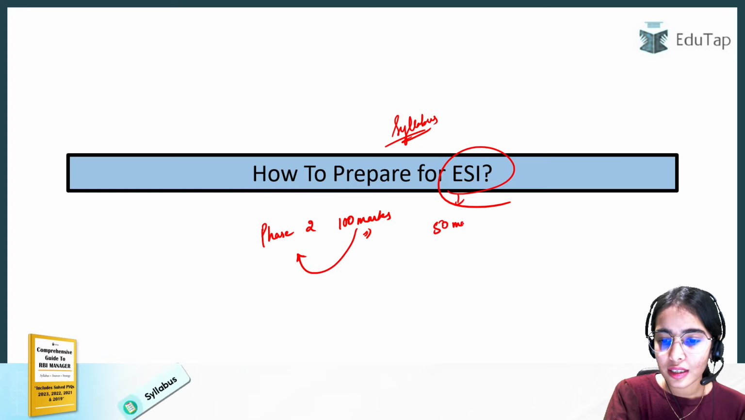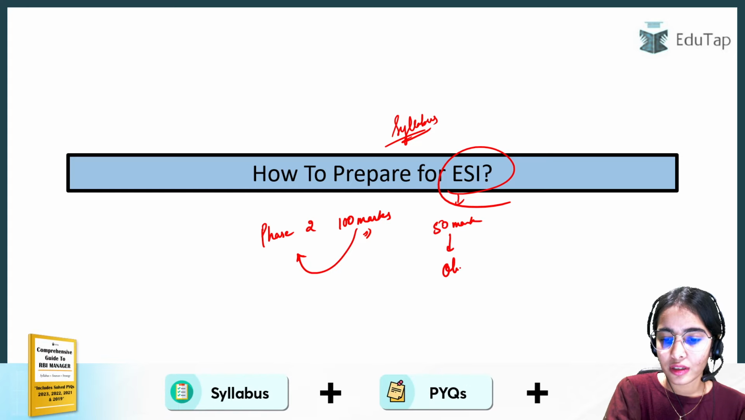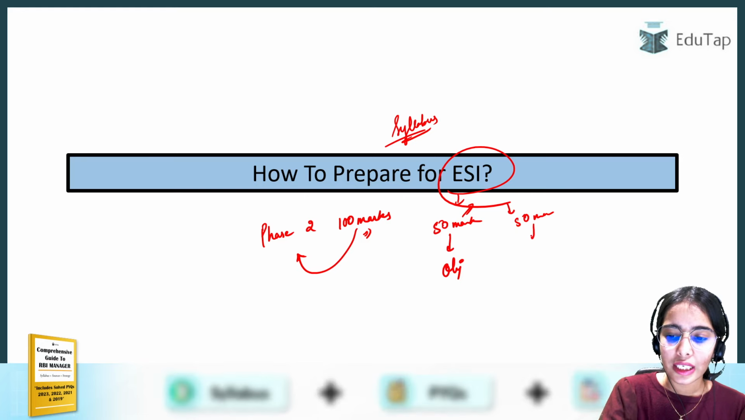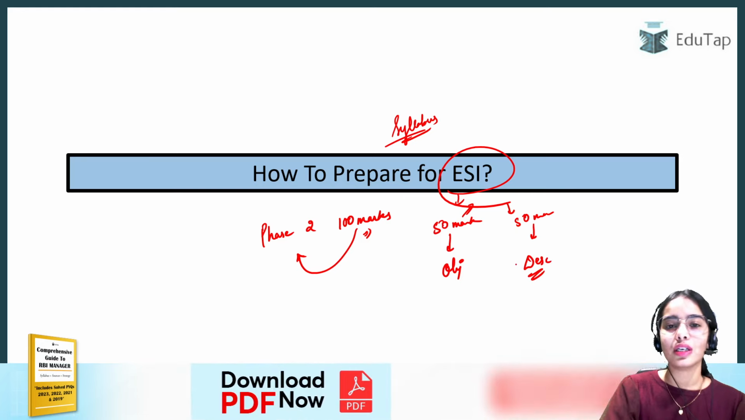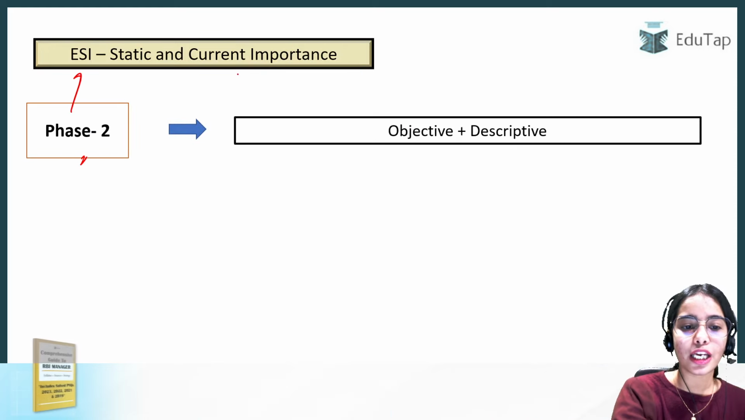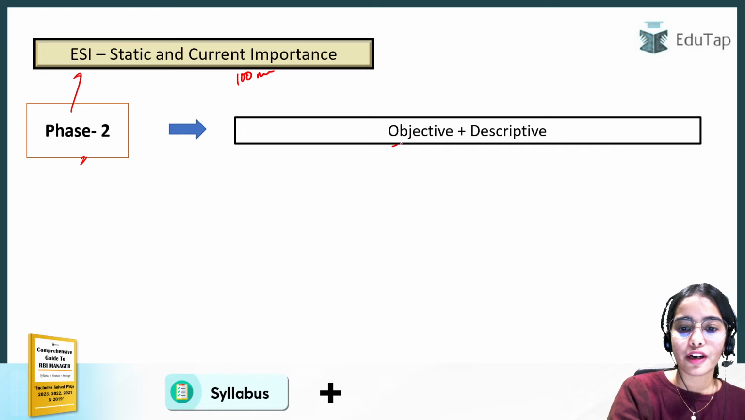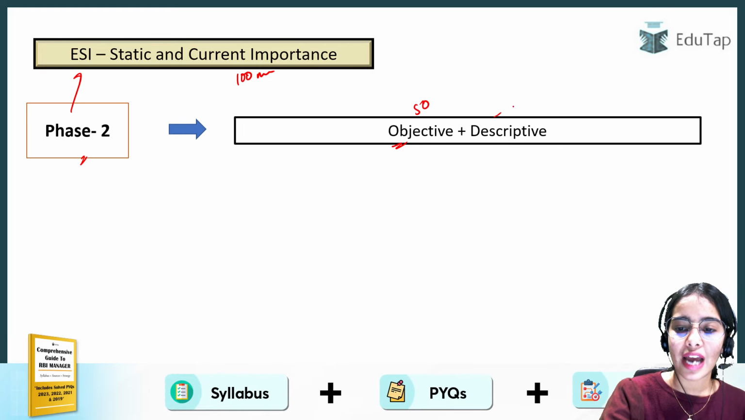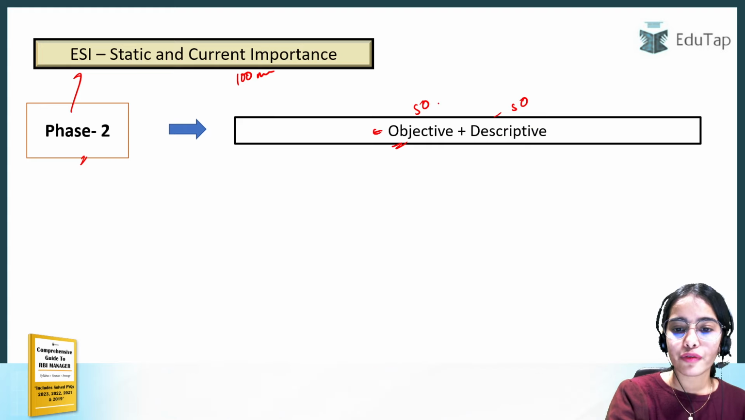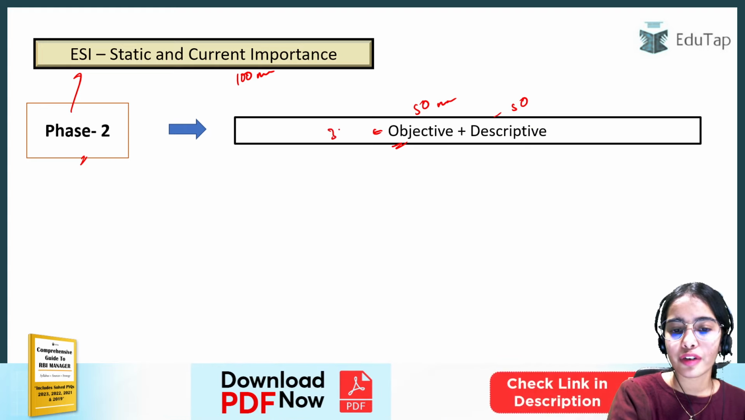50 marks are for the objective part of the ESI component and 50 marks are for the descriptive part of the examination. Okay, so here in the phase 2, you will get the ESI for 100 marks. 50 marks will be for the objective and 50 marks will be for the descriptive portion of the ESI. The objective part has 30 questions that carry 50 marks.